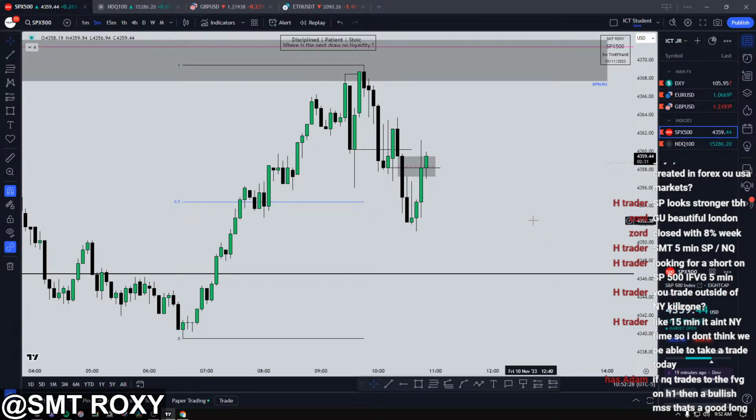If NQ trades to the fair value gap on the 1 hour, then a bullish market structure shift is a good thing. It's a good long. Yeah, we're just gonna wait and see. Gonna be a little patient. Patience pays.